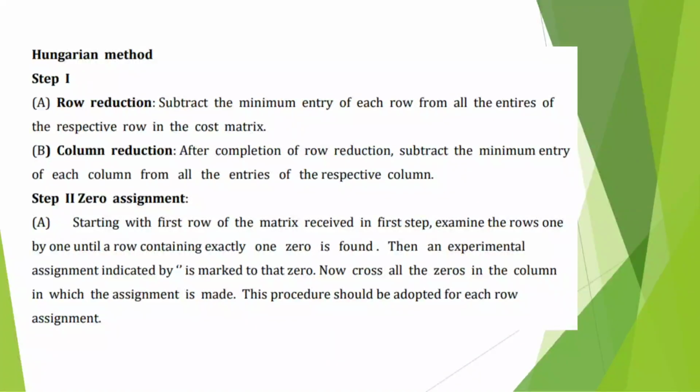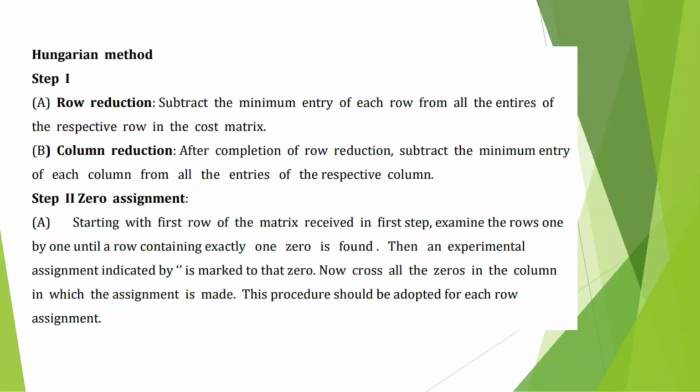Now let us see the procedure to solve the assignment problem, that is the Hungarian method. First step is row reduction, that is, subtract the minimum entry of each row from all the entries of the respective row in the cost matrix. Then column reduction. After completing the row reduction, we have to subtract the minimum entry of each column from all the entries of the respective column. Step 2 is zero assignment.